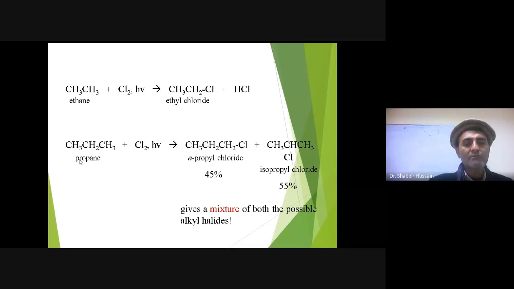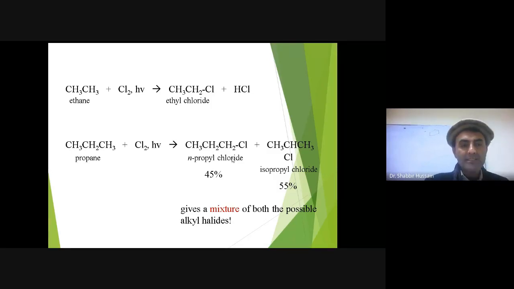When we carry out the reaction of propane and chlorine in the presence of sunlight, two types of product we are getting. One is N-propyl chloride, the normal product, that is 45%, and another product is isopropyl chloride, right? That is 55%. Which one is the major product? We know very well 55% isopropyl chloride is the major product, more than normal propyl chloride. So the question is, why is it so? Why does it give maximum yield compared to normal propyl chloride?